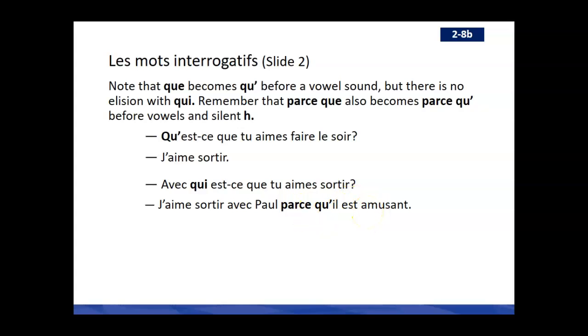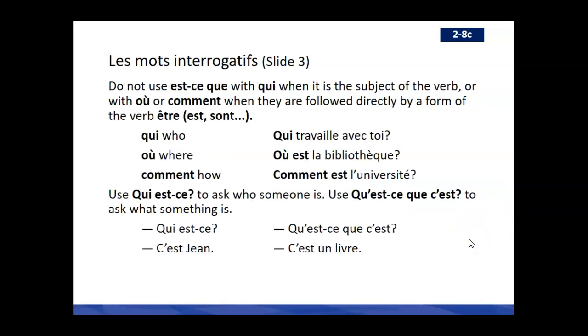Okay, so noticing basically the difference between que and qui and how it works with the word that comes after it. All right, so we wouldn't use est-ce que with qui when it's the subject of the verb, or with où or comment when they're followed directly by a form of the verb être. So, qui travaille avec toi? Who works with you? So basically, qui is like the subject, the actor of that question. Who is basically what's doing something there.